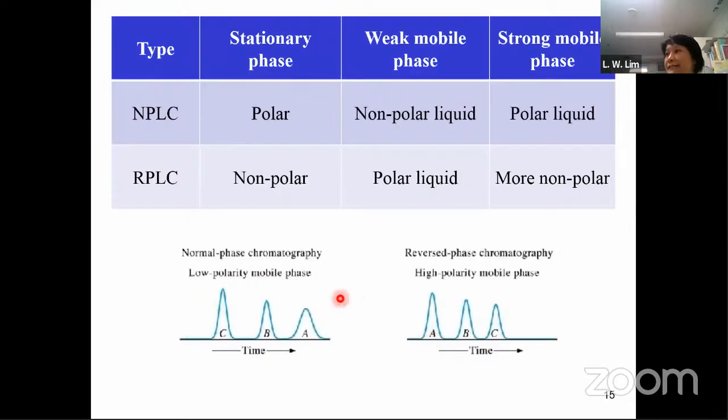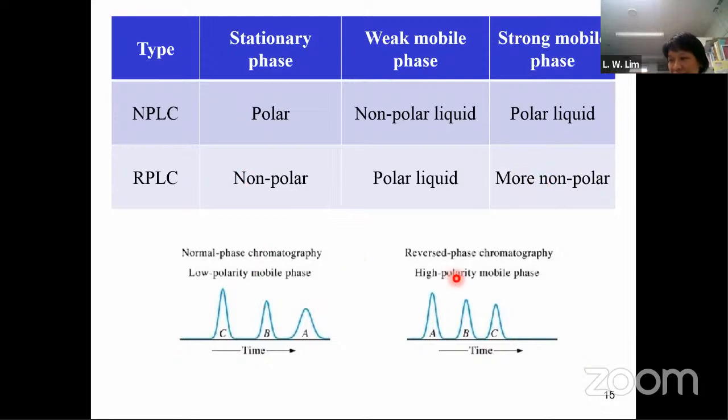So this is another example. Like normal phase, the column we use has to be a polar one, and the weak mobile phase usually is a non-polar liquid, and the strong mobile phase is a polar liquid. This is actually opposite for reversed phase, where the column has to be a non-polar column, and the weak mobile phase usually is a polar liquid. And be careful here, the strong mobile phase has to be more non-polar.